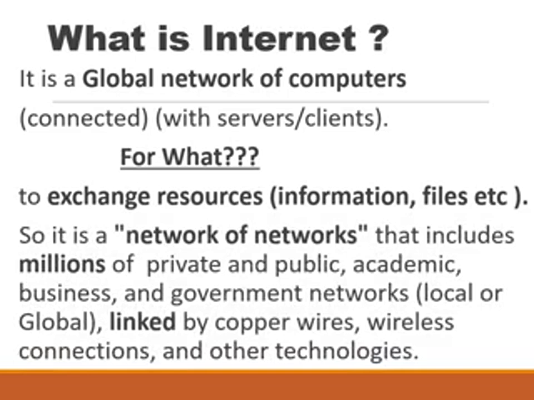To further explain, it is a network of networks that includes millions of private and public, academic, business and government networks, local or global. They are linked by various forms of technologies like copper wires. Some are connected via wireless connections and other available technologies. So that is what makes the internet.